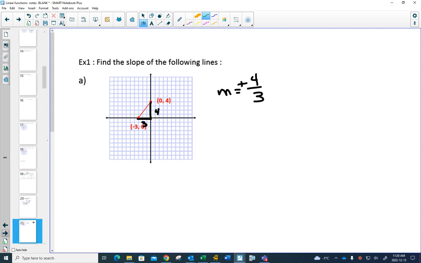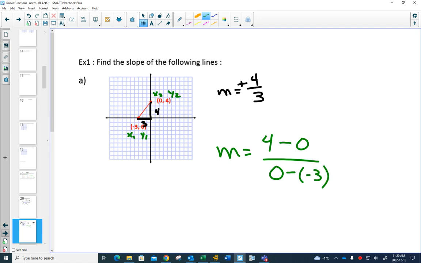So if I wanted to use the formula, I could say this is x1 and this is y1. This is x2 and this is y2. My formula would say y2 minus y1 over x2 minus x1. And notice I have a negative value. I'll put it in brackets. Can you see the top is going to be 4? And 0 minus a negative 3 will be the same as 0 plus 3. The bottom will be 3.